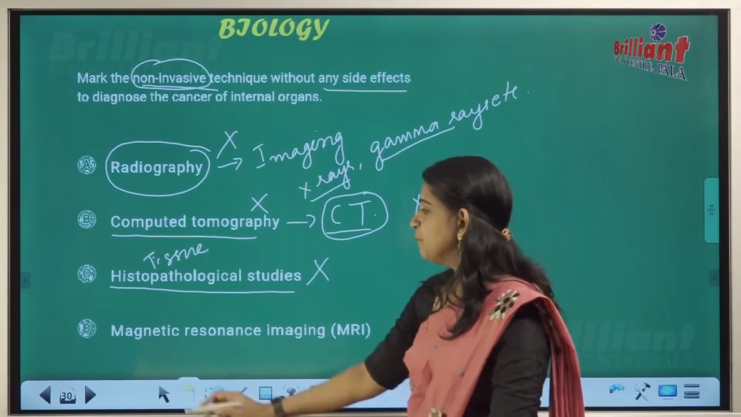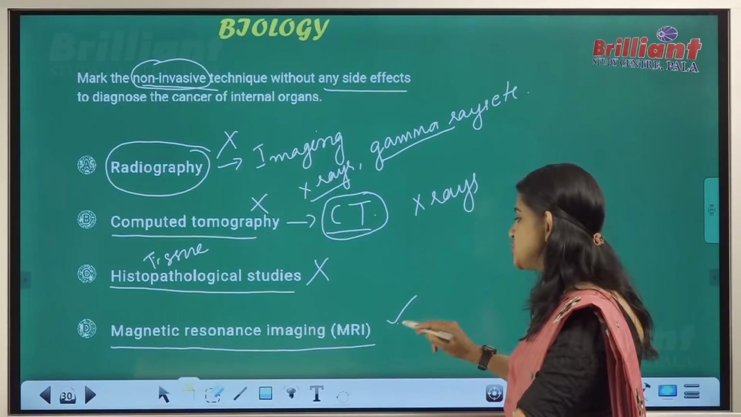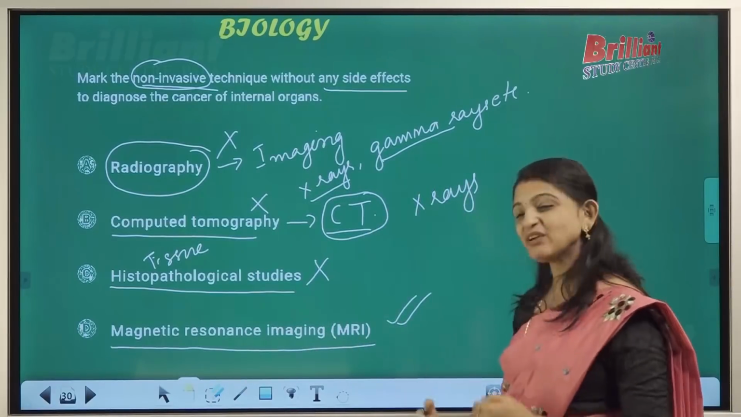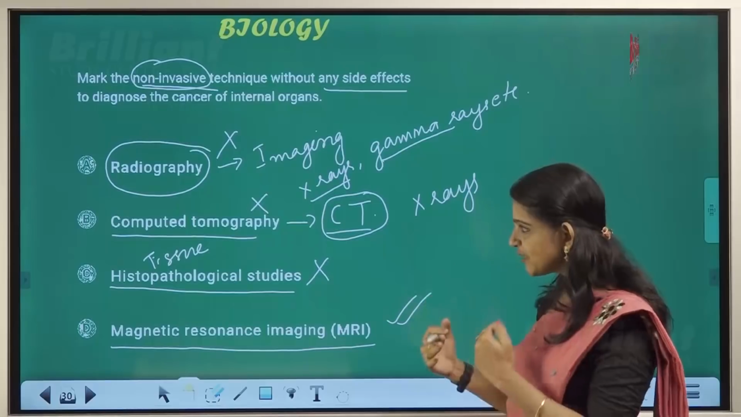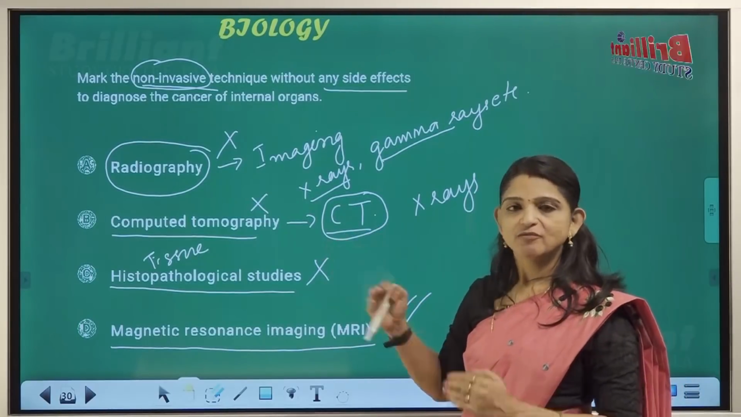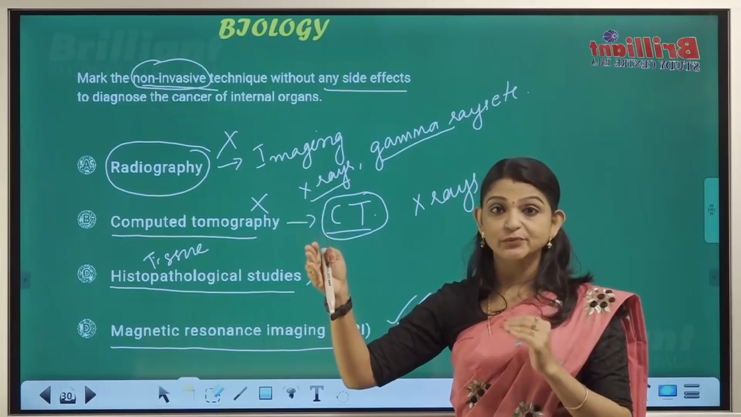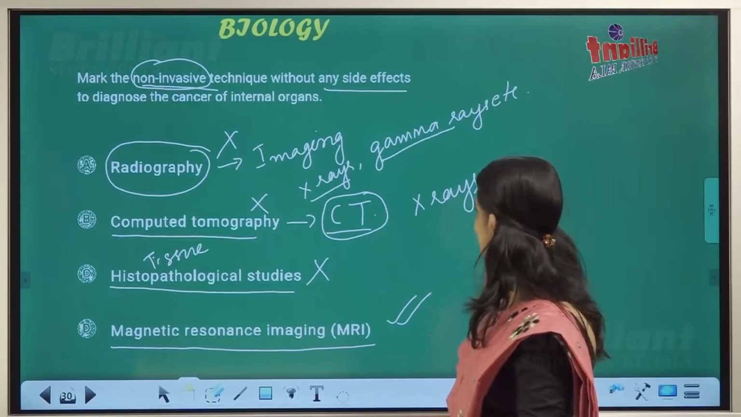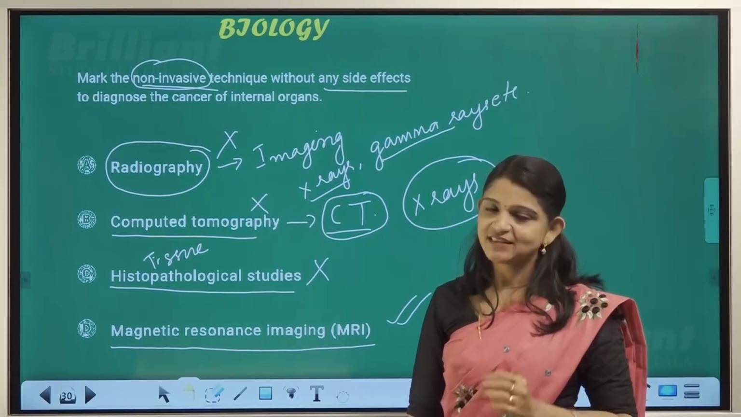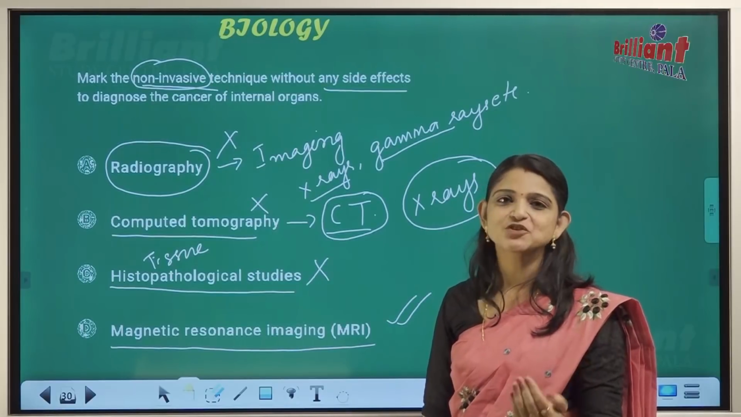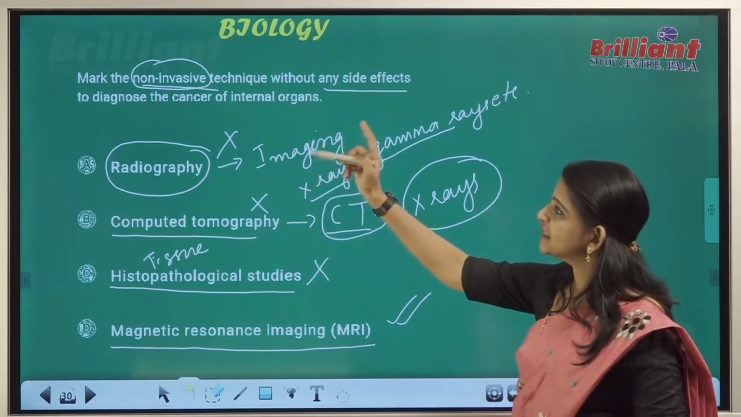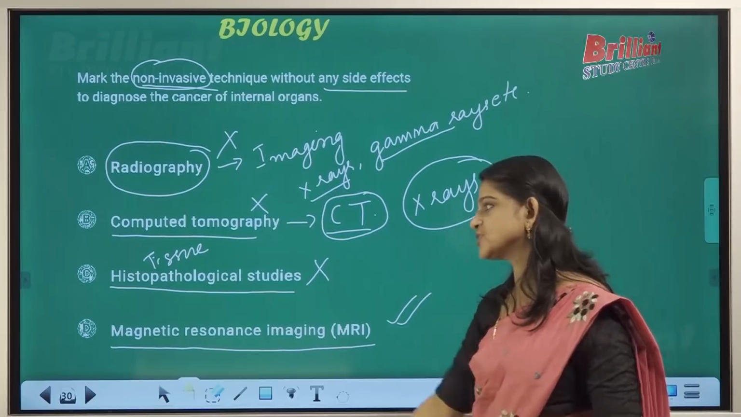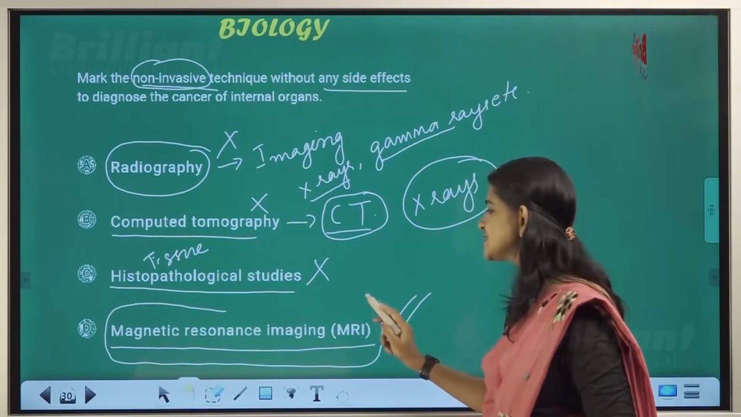Next one, magnetic resonance imaging. Among all these radiographic techniques, it has the least side effects. That is the advantage over computed tomography. When you compare CT scan with magnetic resonance imaging, as it uses a magnetic field, it does not have the side effect of such rays. That means you are free from such mutation. So for a non-invasive technique without any side effect to diagnose cancer of internal organs, you can choose magnetic resonance imaging or MR.